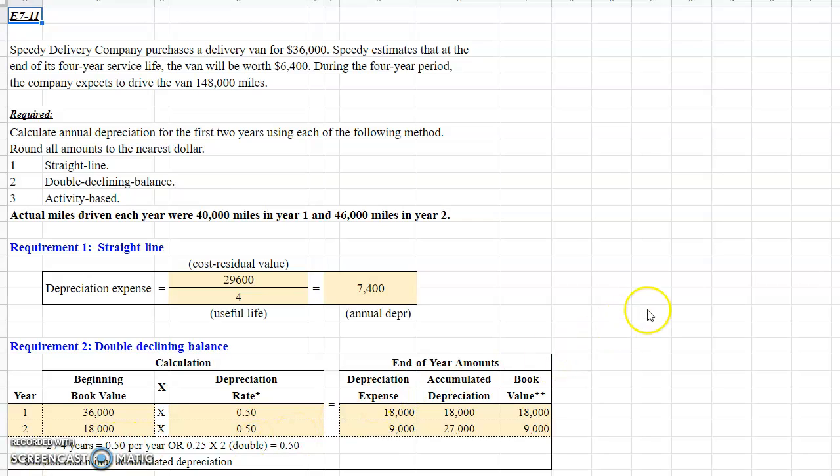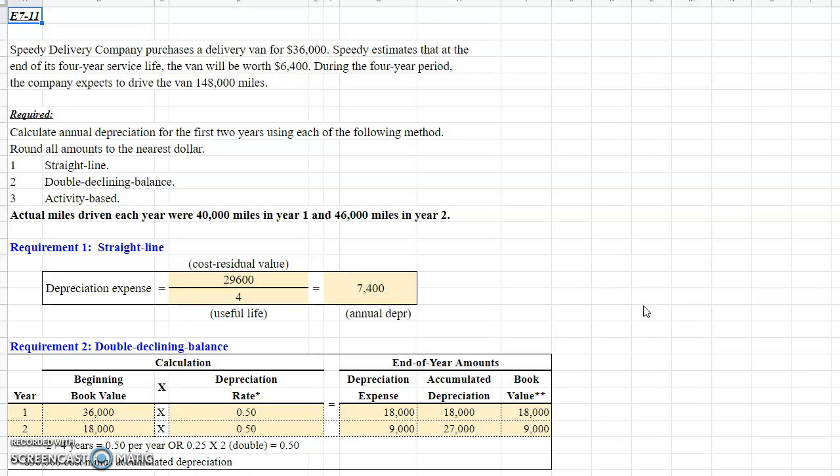Okay, declining balance. This one is a little tougher. With this one, we're going to use the beginning book value. We're not going to subtract the residual value, and we're going to take twice as much as straight line in the first year. That's the double part.